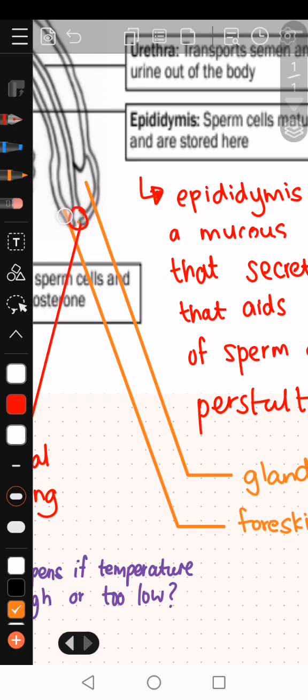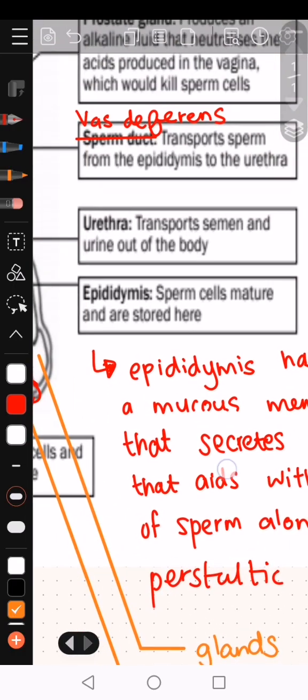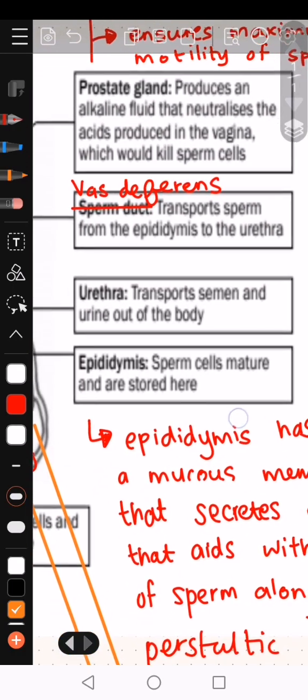That's the gland, and then you obviously have the foreskin, and the foreskin should be cut because having foreskin over the head of the penis is very unhygienic, and it can lend itself to bacterial infections. But let's quickly go a little further up. Let's look at the epididymis.